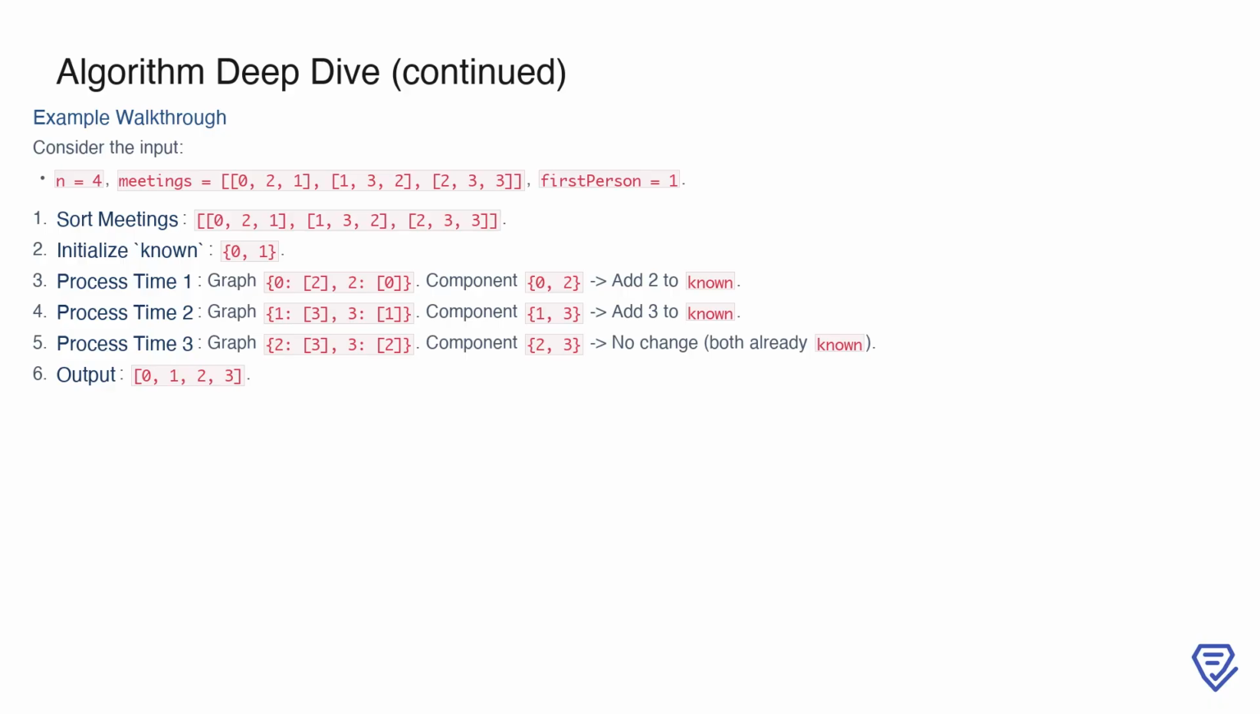At time 3, the graph is 2-3, 3-2. Both 2 and 3 already know the secret, so there's no change. Finally, we return [0, 1, 2, 3] as the output, representing all individuals who learned the secret.